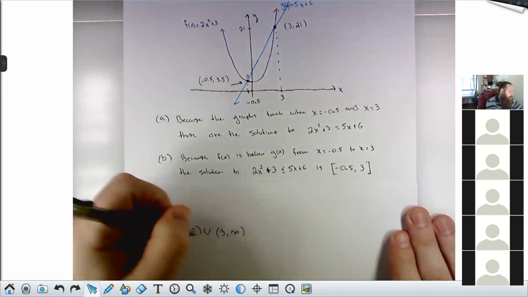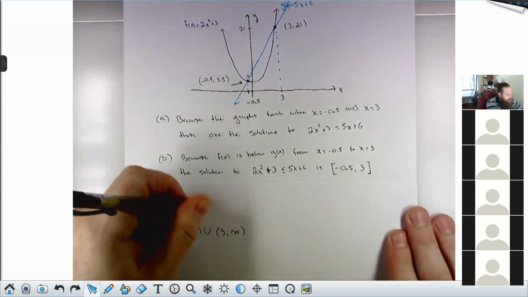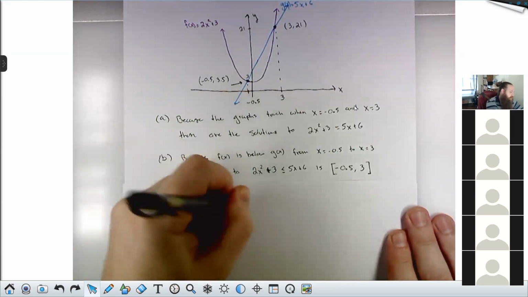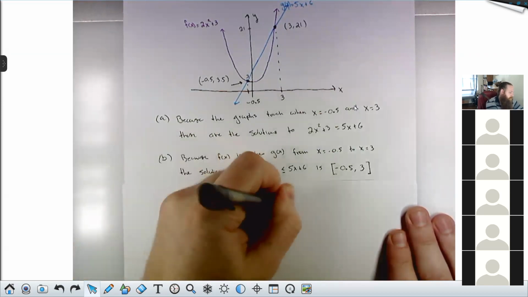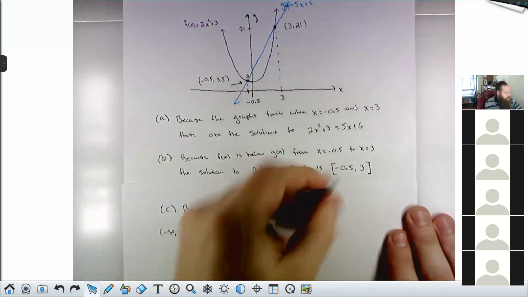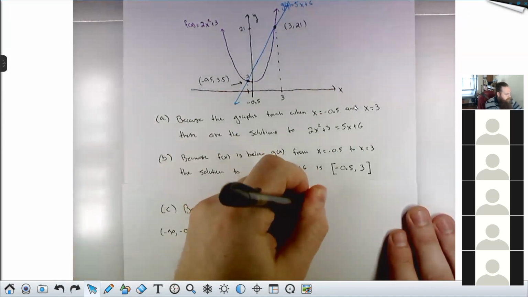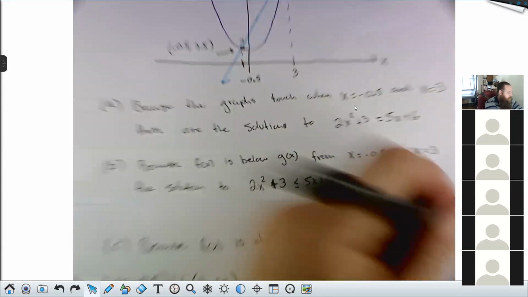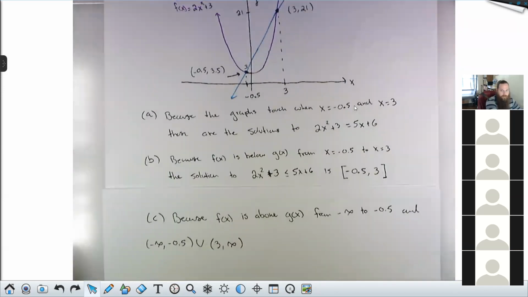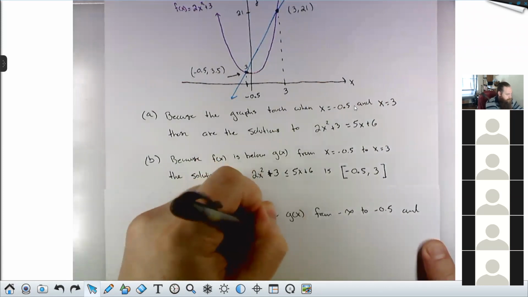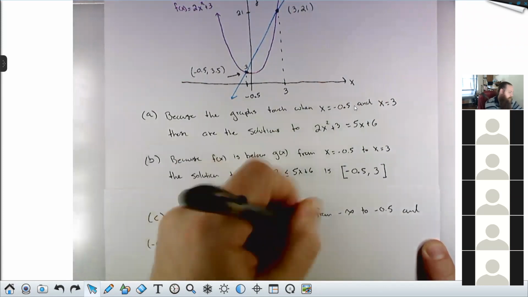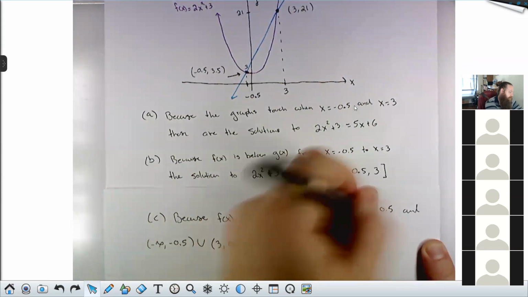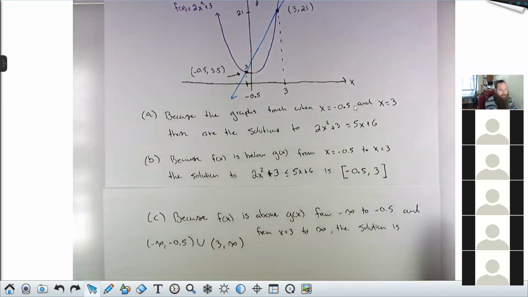All right, and we would say because f of x is above g of x on this set from negative infinity to negative 0.5 and, sorry, and from x equals 3 to infinity, the solution is this set.